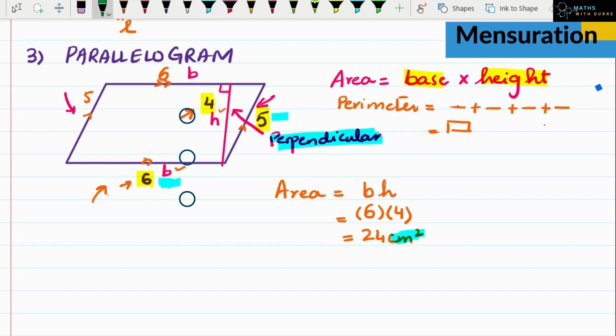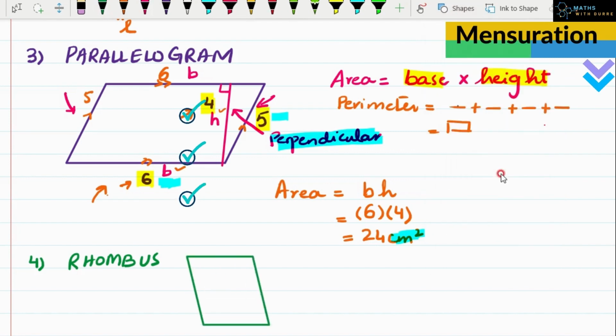Now we will understand about the area and the perimeter of a rhombus. It will look like, let me pick a tool here. Okay, like this.